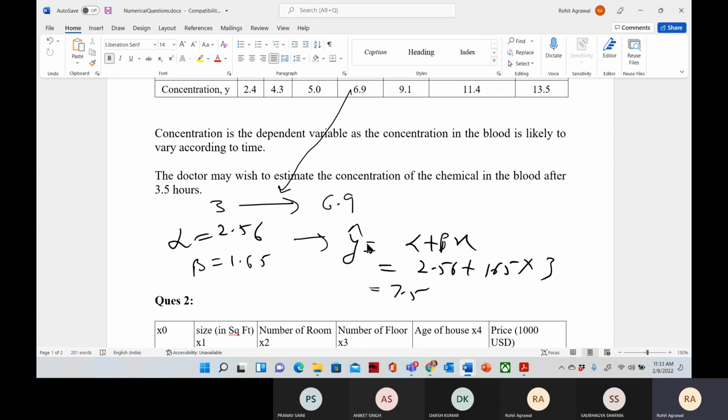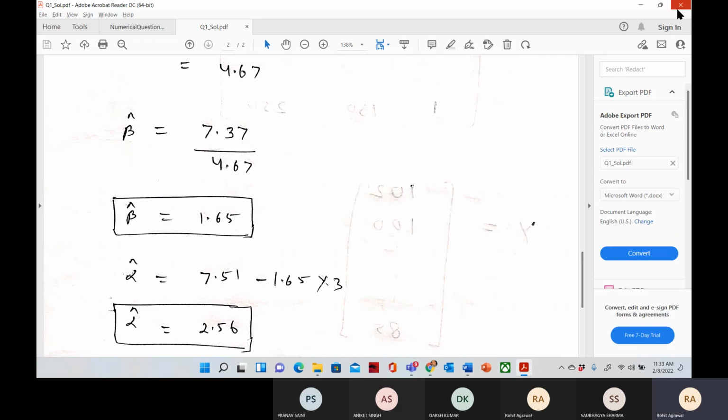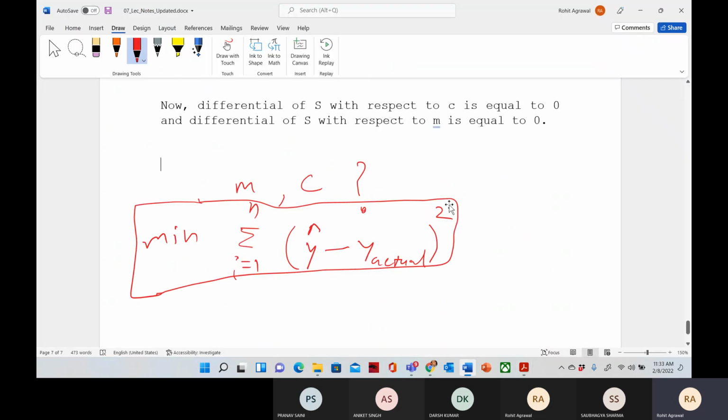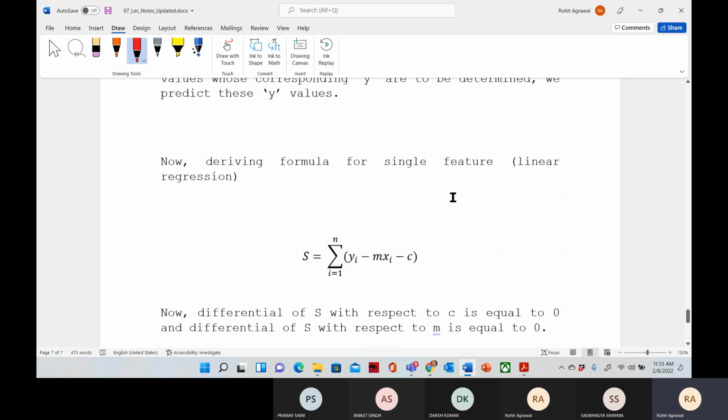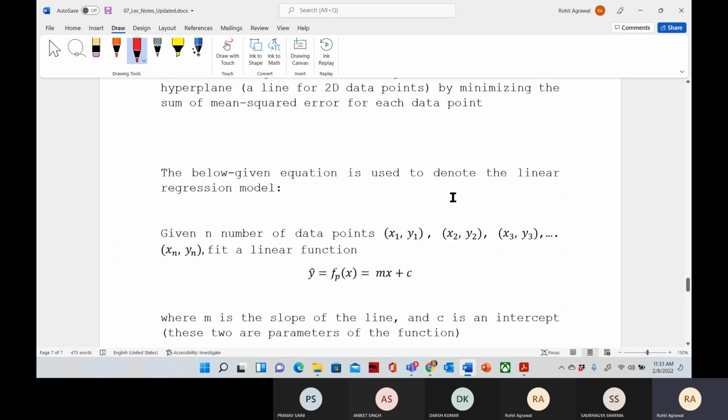Now it is clear? Yes, sir. Luckily, I had a solved example, so it saved my time. Otherwise, I would need to solve it again and derive it. So I will show you the formula that I used for calculating M and C, or you can say alpha and beta according to the books. In the next class, I will show you this proof here.